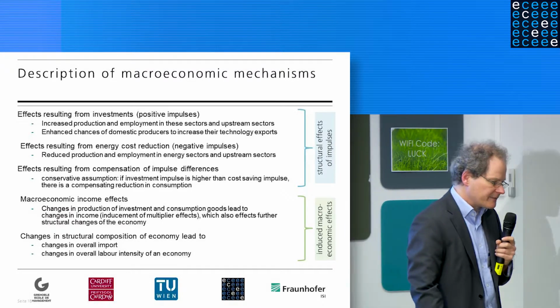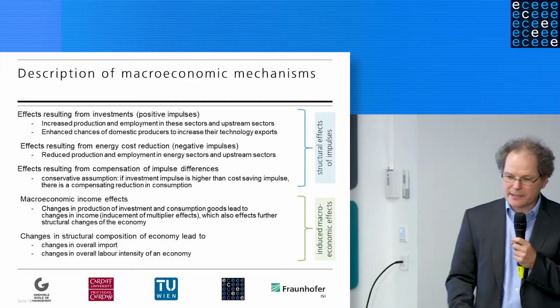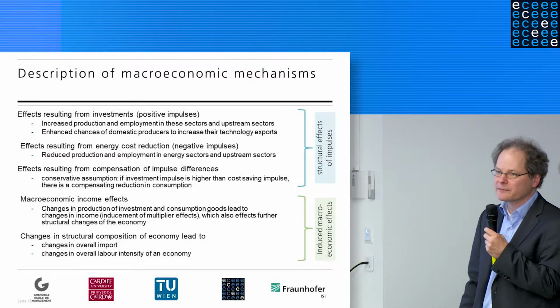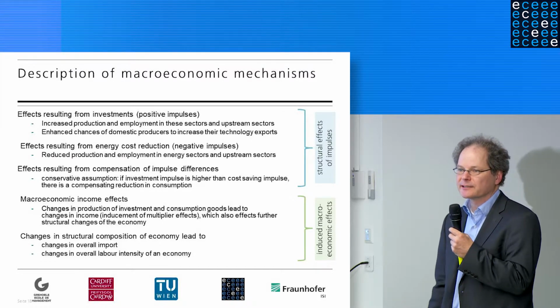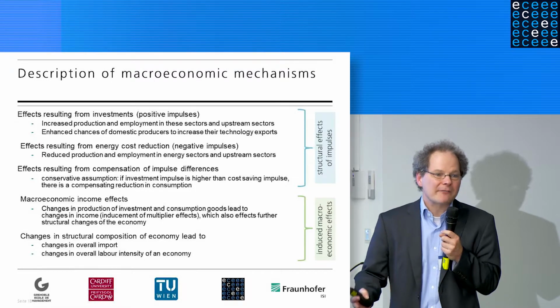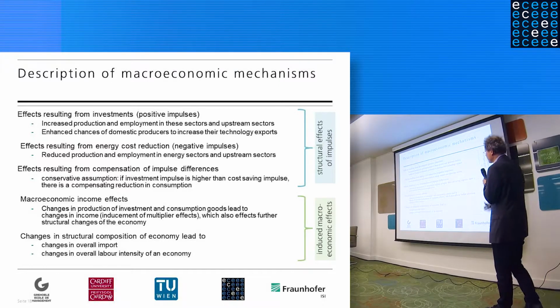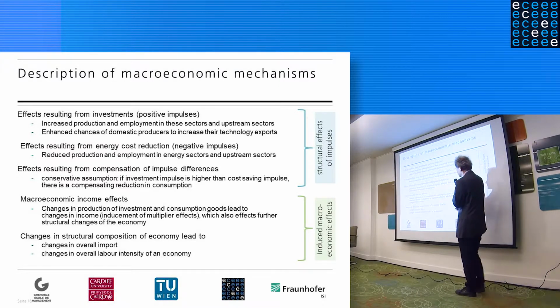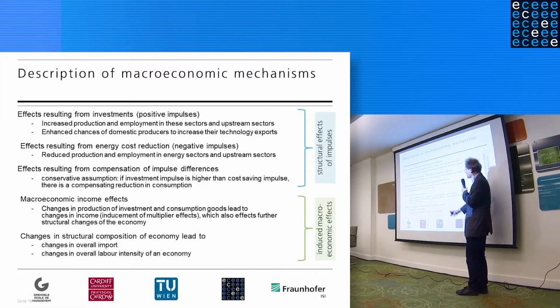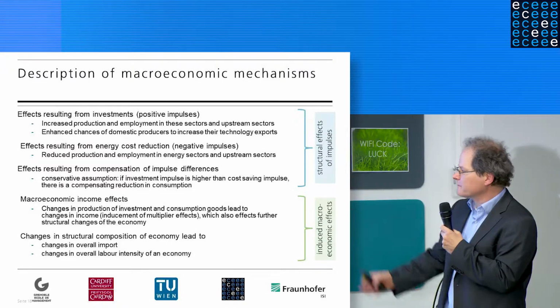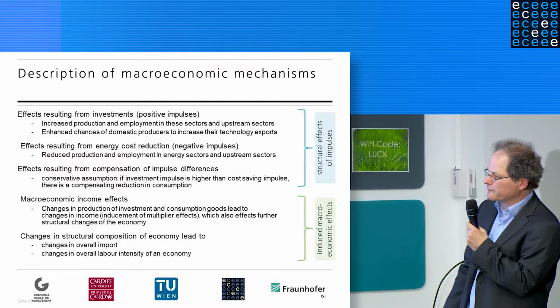What happens if an economy is producing as much as it can? It is at the production frontier, that's the term economists are using, and suddenly there is an additional demand. Well, obviously, some other demand has to give way. There is a compensation. That is one assumption, a more conservative assumption, which we used. Basically, it means if the positive impulse is higher than the negative impulse, there must be some compensation, and that compensation basically is a reduction in consumption for other goods.